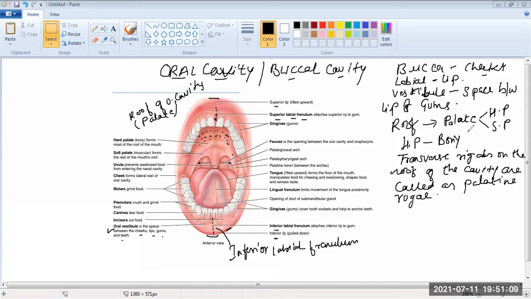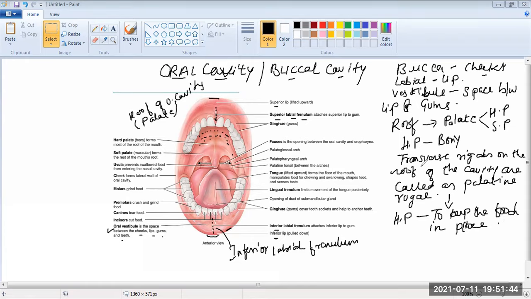The function of the hard palate and these palatine rugae, the transverse ridges, is to keep the food in place, or in position. It helps in chewing the food. So basically, the function of the hard palate is to keep the food in place, or in the correct position.